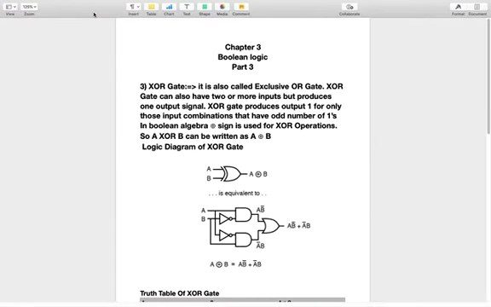Hello students, in the previous video we learned about combinational gates. In combinational gates we learned the NAND gate and the NOR gate. Today we learn our third gate, which is the XOR gate.